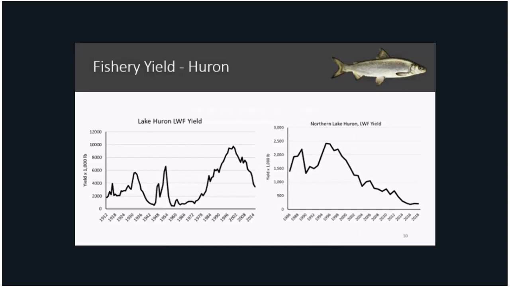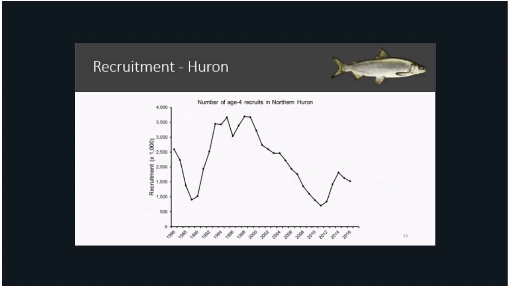Yield has seen dramatic declines from a peak of about 2.4 million pounds in 1995 down to about 200,000 pounds in 2018. Those declines are driven by reductions in recruitment. So these are model estimates of the number of age 4 fish in each year. So if you want to think about years they were produced, it's the year this point corresponds with minus 4. So the bottom-out number, or the lowest number we see in 2011, those were fish actually produced in 2007. But we had peak recruitment of about 3.5 million fish, and that declined down to about 500,000 fish. So it's not surprising why yield declined the way that it did.